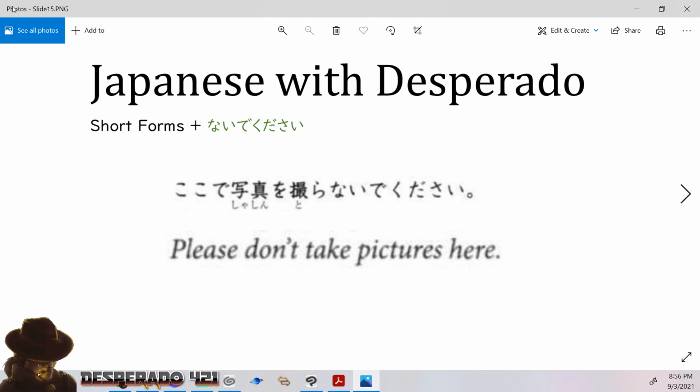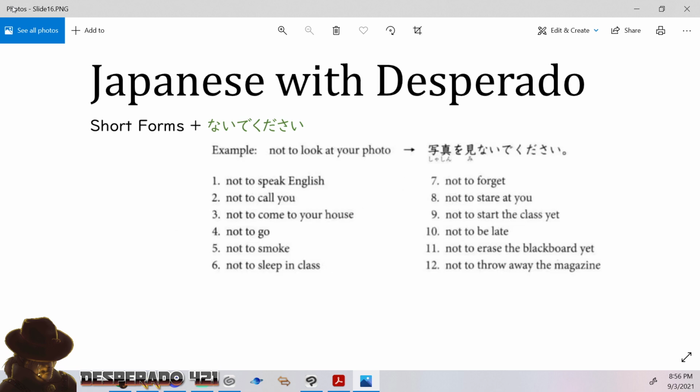Okay, so let's look at another one here. Let's work with this and try to use some of these phrases to tell people not to take a photo. So shashin o toranai de kudasai.